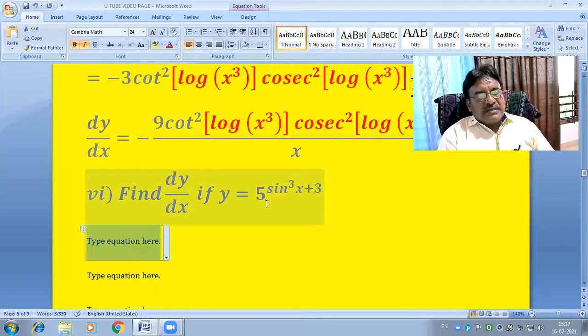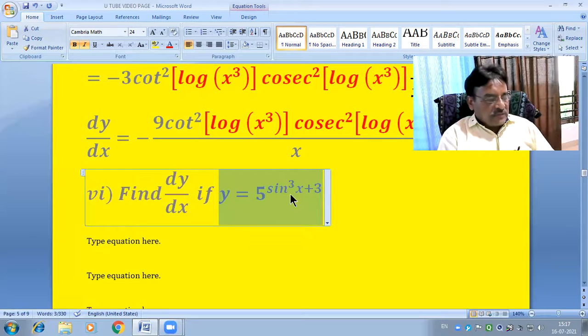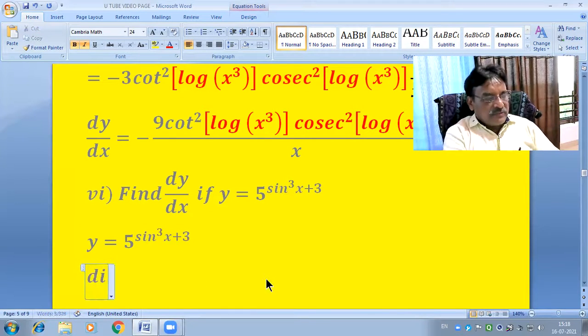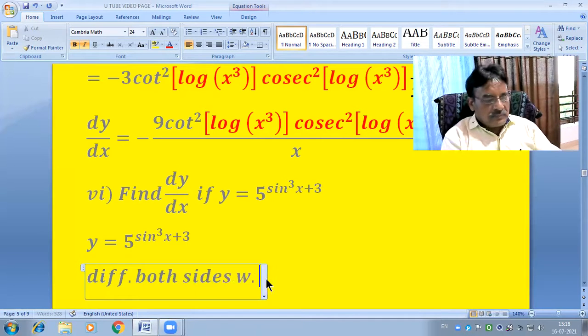This is the given function, y is equal to 5 to the power sine cube x plus 3. And by finding dy by dx, that is, we differentiate this function with respect to x. So first we write the given function, y is equal to 5 to the power sine cube x plus 3. Differentiate both sides with respect to x.